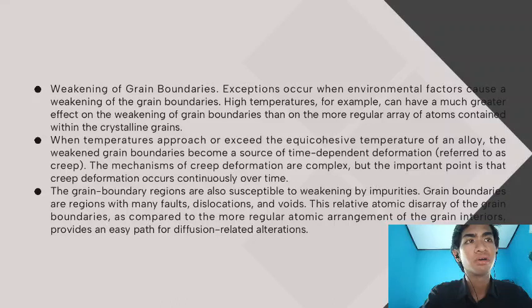Pitting or embrittlement can also occur by preferential precipitation or absorption of environmental species in the grain boundaries. For example, hydrogen embrittlement is associated with the diffusion and relative concentration of hydrogen to the grain boundaries.